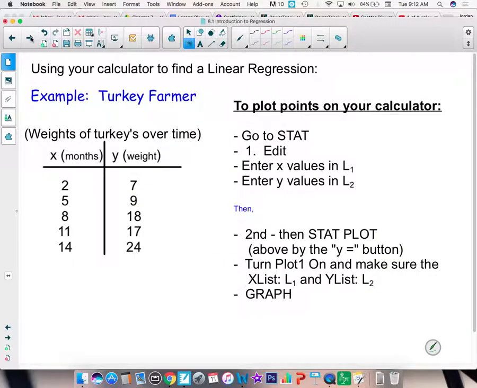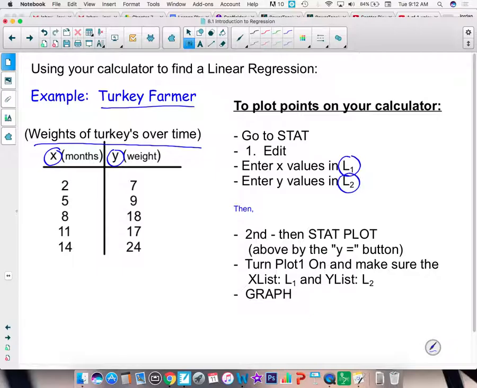Okay, now that you're done watching that video, I want you to try to plug this information into your calculator. We're going to do a linear regression of this information. We're doing a turkey farmer here, and we are looking at the weight of turkeys over time. X is our months and Y is our weight, so it's the weight of the turkey depending on how old the turkey is. Go ahead and make two different lists, list 1 and list 2.